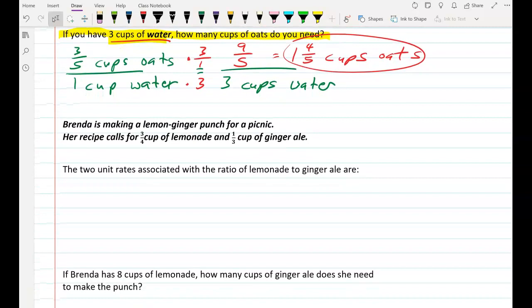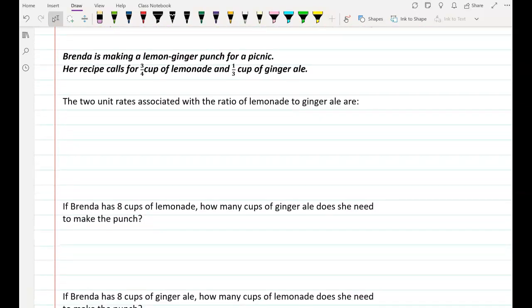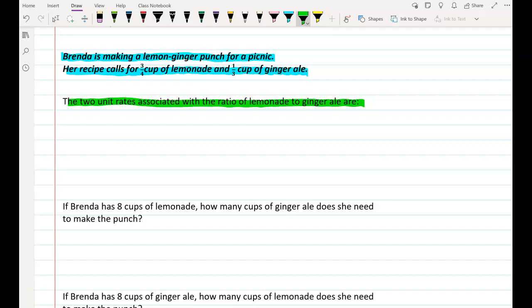Now this one says that Brenda is making a lemon ginger punch for a picnic. Make sure you write this down. Her recipe calls for 3/4 cup of lemonade and 1/3 cup of ginger ale. Let's set up the unit rates. Now there are going to be 2 unit rates associated with this. We're going to be looking at the unit rates where we are associating lemonade to ginger ale, and we're also going to be looking at the ratio of ginger ale to lemonade.